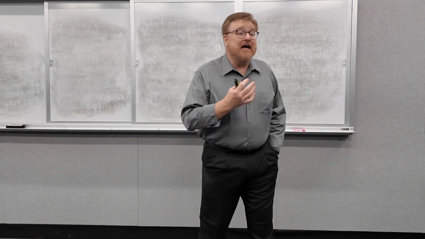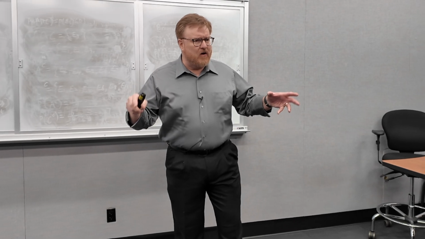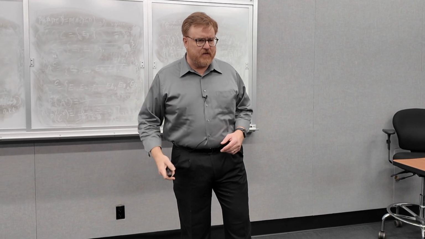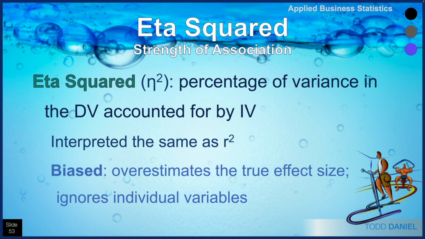Now, I mentioned effect size earlier with that omega squared. Let me give you a little bit of background on the effect sizes and how they're used with ANOVA. The first effect size, this is the one that I learned about when I was a grad student, eta squared. Eta squared is the percentage of variance in your dependent variable accounted for by the independent variable. It's called a strength of association test, and it's interpreted in the same way as an R squared.